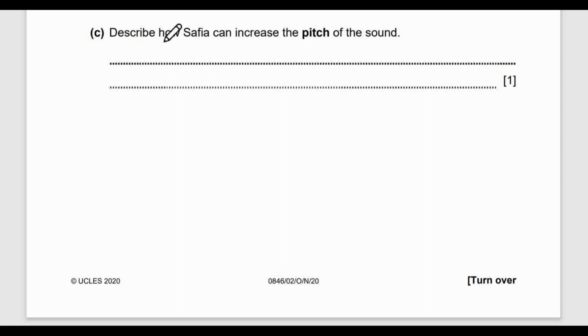Describe how Savia can increase the pitch of the sound. Just now we described that the pitch of the sound is the change in frequency. So what Savia can do is she can stretch the rubber or even decrease the size of the cup. That will change the frequency of the sound.